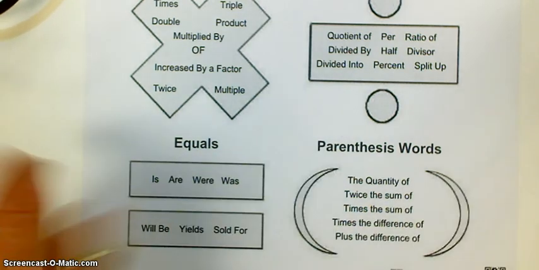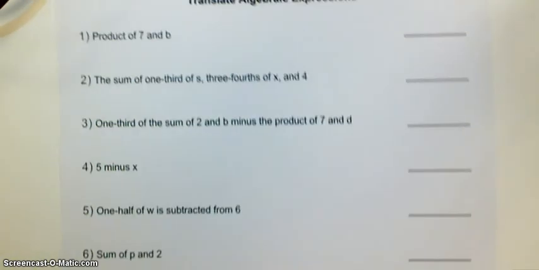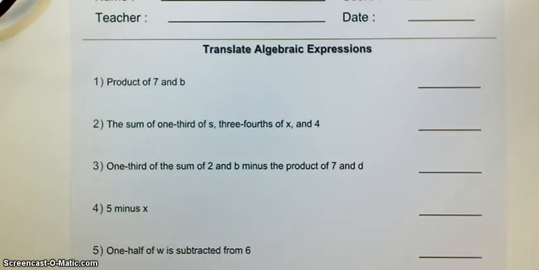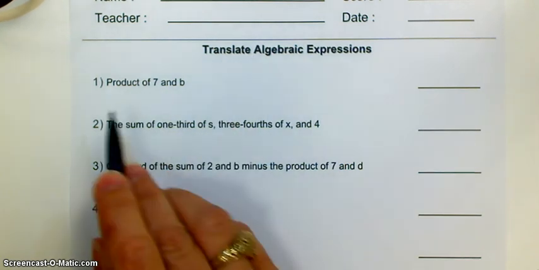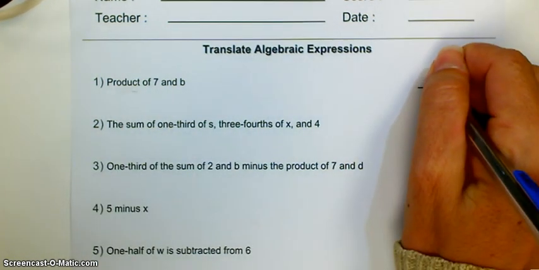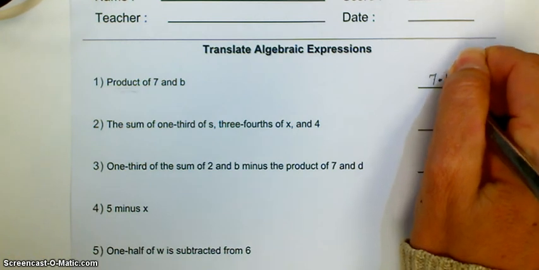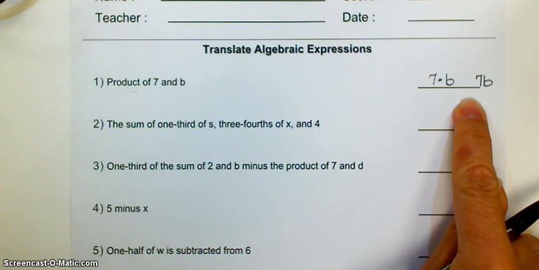Okay, so I'm not going to read them all because you can do that. But let's do a few examples together just to get you started. And you will have plenty of practice, maybe on your own without taking a grade, but you'll need to be able to get these translated properly. So the product of 7 and b. Product means to multiply. So that's going to be 7 times b, or you can just say 7b. Okay, that's what that set of words means.